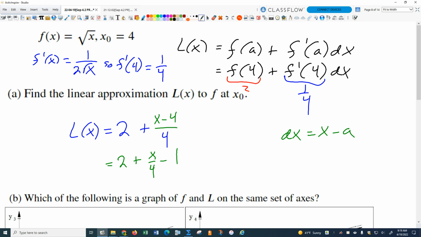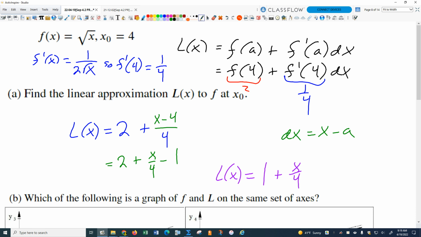Everybody see that? So my linearization, then my final answer just looks like L of x equals, well, 2 minus 1 is 1. 1 plus 1/4 x. That is my tangent line to the curve.